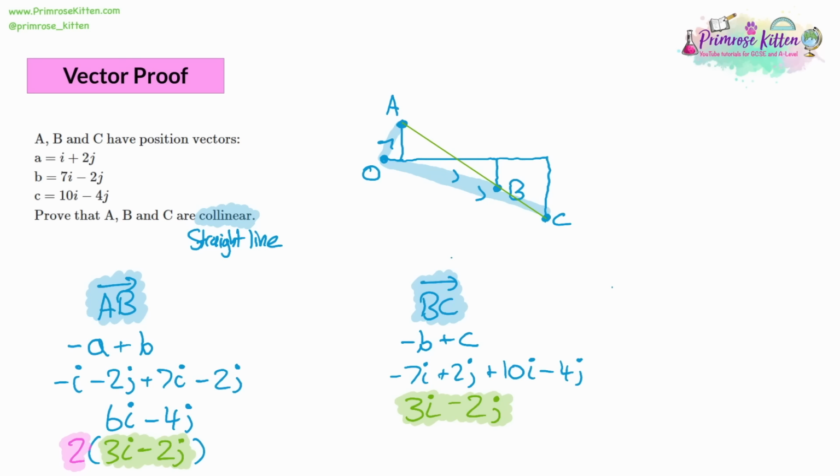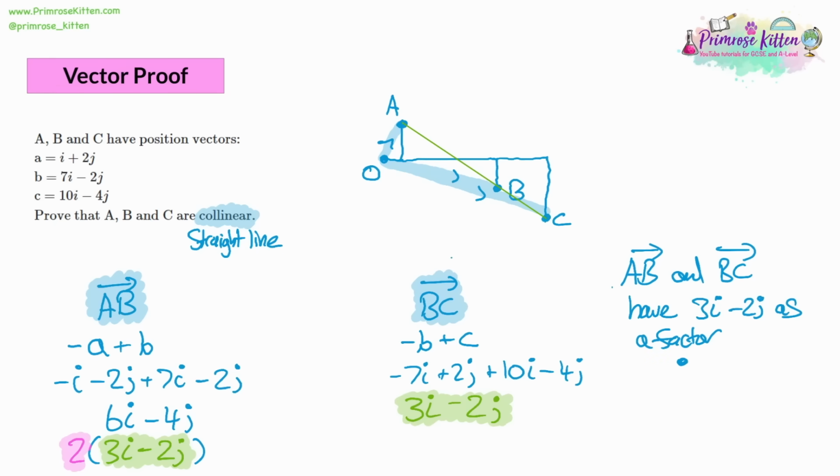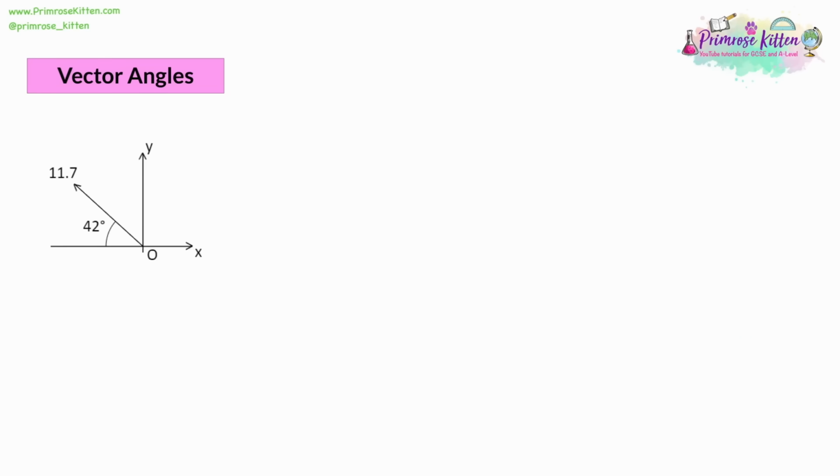If the directions don't match up, have a look to see if you can factorise to make the directions match up. The only rule with that is you can't have any bits of i and j outside of the bracket. The bracket bit has got to be exactly the same. At the end, we can just write AB and BC have 3i minus 2j as a factor. Therefore, they're a straight line. They're collinear.